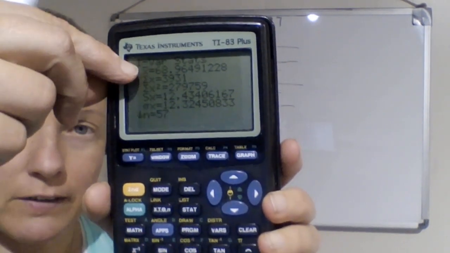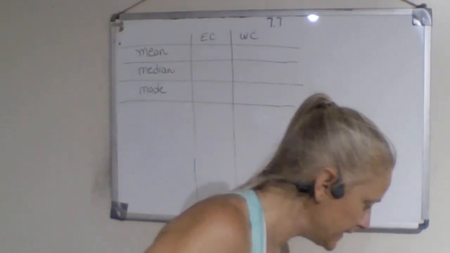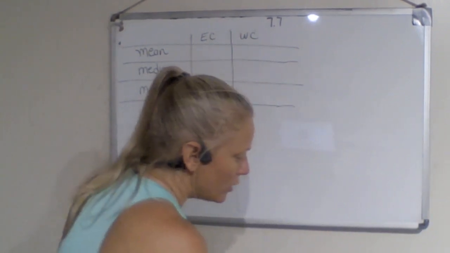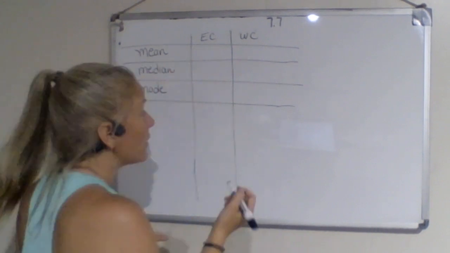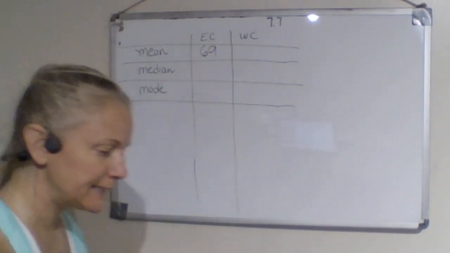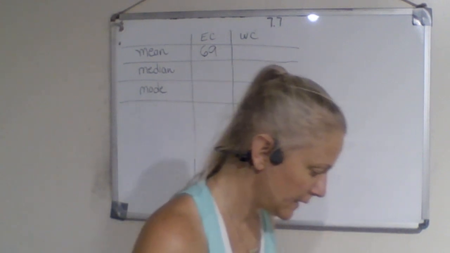That first value, that x with the line on top of it, is my mean, and that's going to be 68.9 or approximately 69 if we're going to round it out. My mean is 69. We're going to go ahead and write it out.